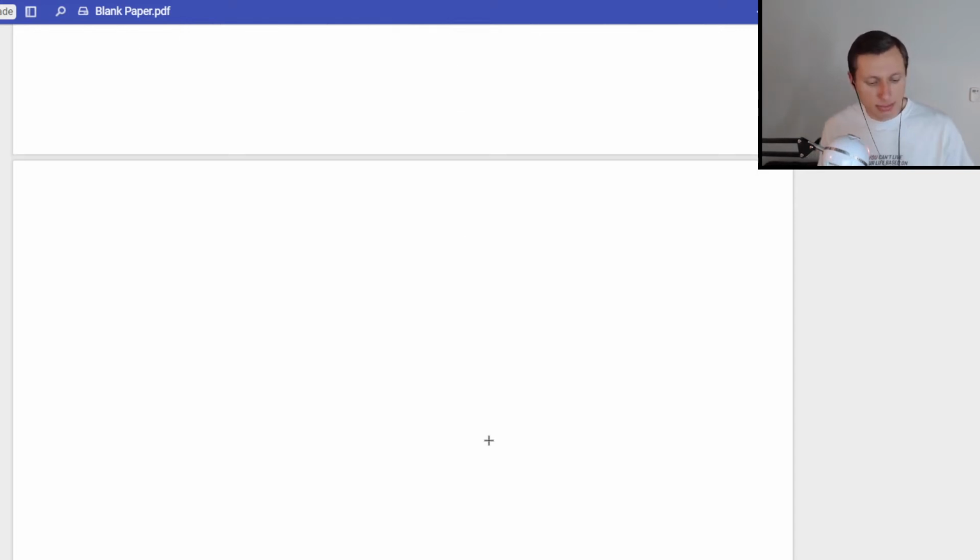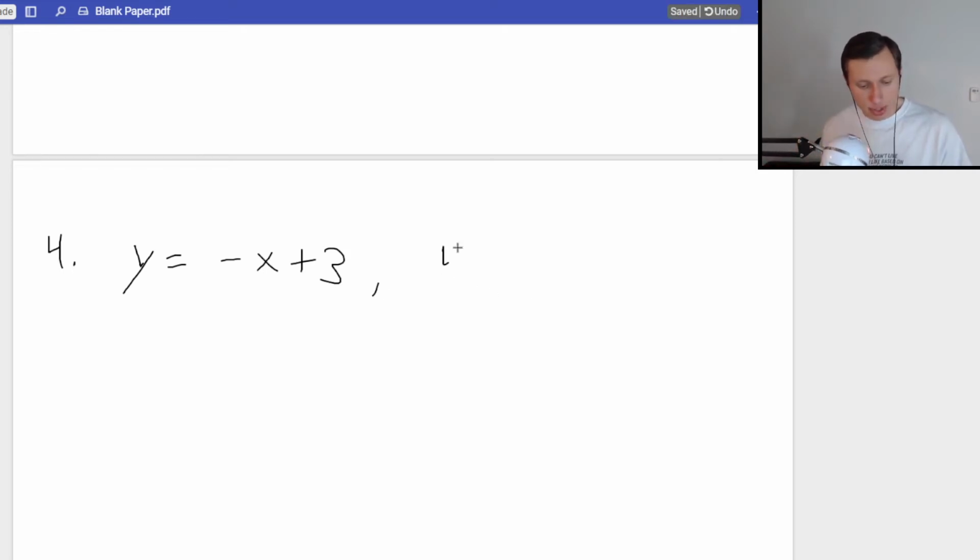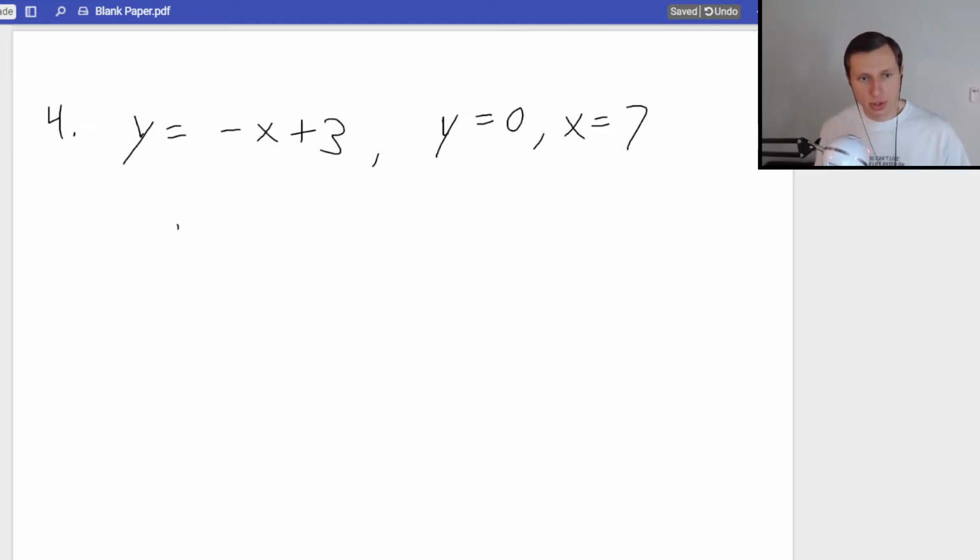Okay, here's the next one. Number 4. Y equals -x plus 3, y equals 0, and x equals 7. So this one's not too bad to draw. We can draw this one. We're going to have y equals -x plus 3. I'm going to draw that in red here. It looks something like this.